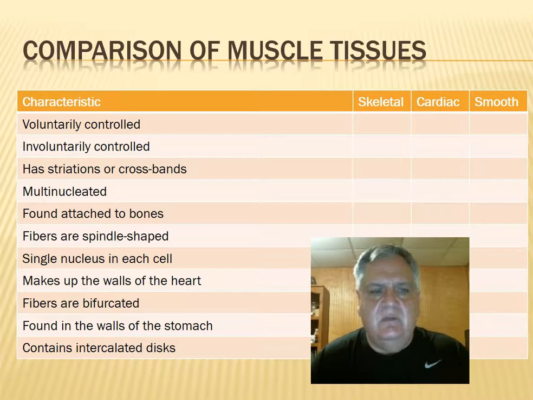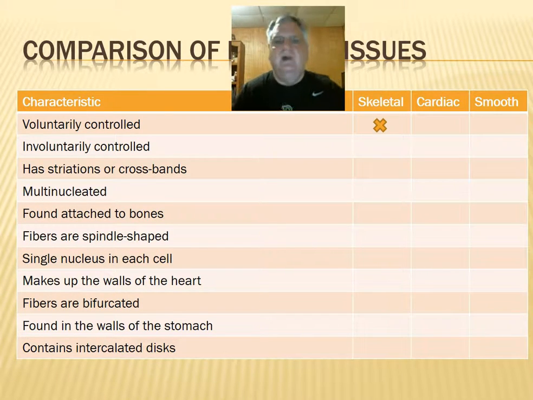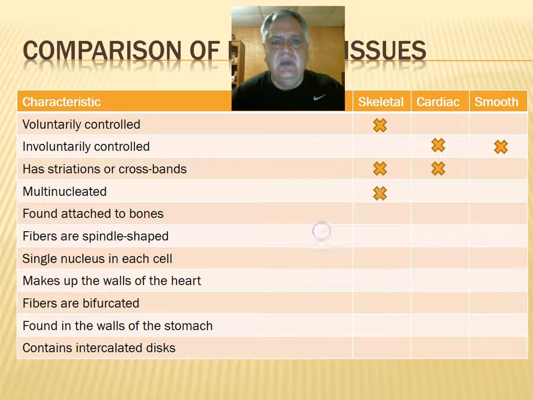Okay, let's see how you did. So let's take a look at the characteristic of voluntarily controlled. Skeletal muscle tissue, did you come up with that one? Skeletal muscle tissue is the only one of the 3 that is voluntarily controlled. How about involuntarily controlled? Well, we find that both cardiac and smooth, we mentioned, are involuntarily controlled. Had striations or crossbands. Which two had striations or crossbands? That was skeletal and cardiac muscle tissue. Multinucleated, that was skeletal muscle tissue only. Found attached to the bones, skeletal muscle tissue.